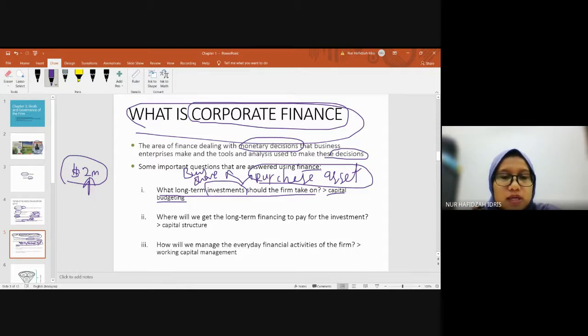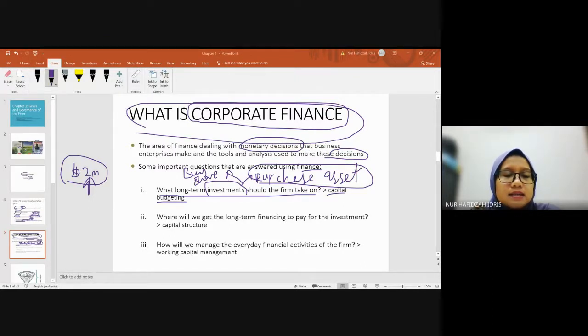Okay, so what long term investment should the firm take on? This decision, whether to replace with the new machine or whether to choose machine A or machine B, relies on capital budgeting. Capital budgeting, you will learn in chapter 5, 6, 7 dan 8.